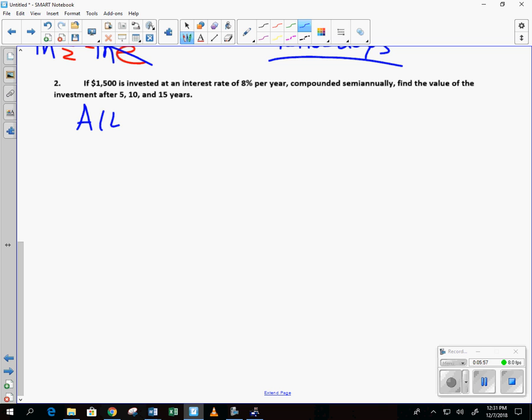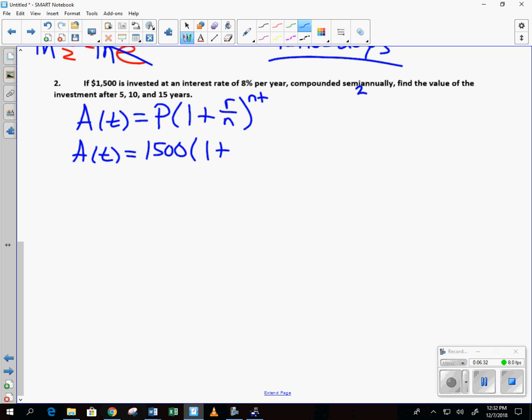The amount after time t is equal to, well, is this compounding every so often, or is it compounding continuously? Every so often. In fact, it's compounding twice a year. So therefore, we have the principal times 1 plus the rate over n raised to the nt power. And you don't have to memorize those formulas. I'll give them to you on the test. So we want to know the amount. What is the principal, the initial investment? 1,500. 1 plus, what is my rate?